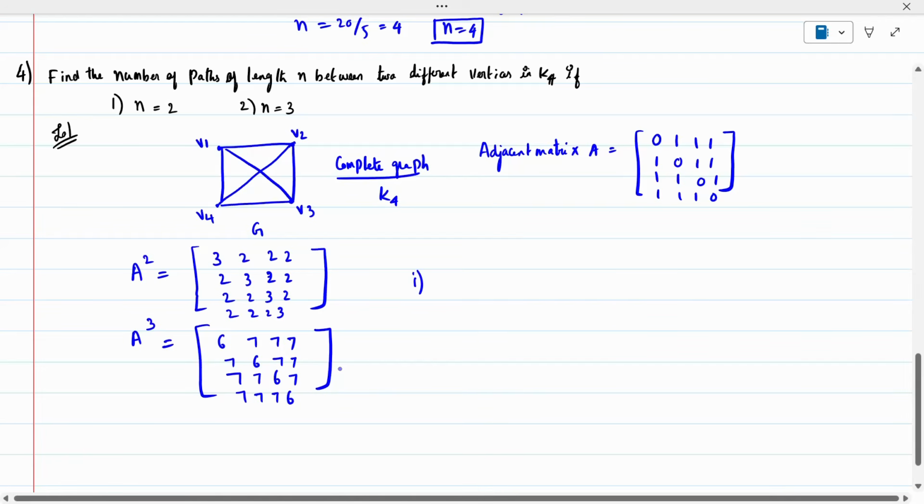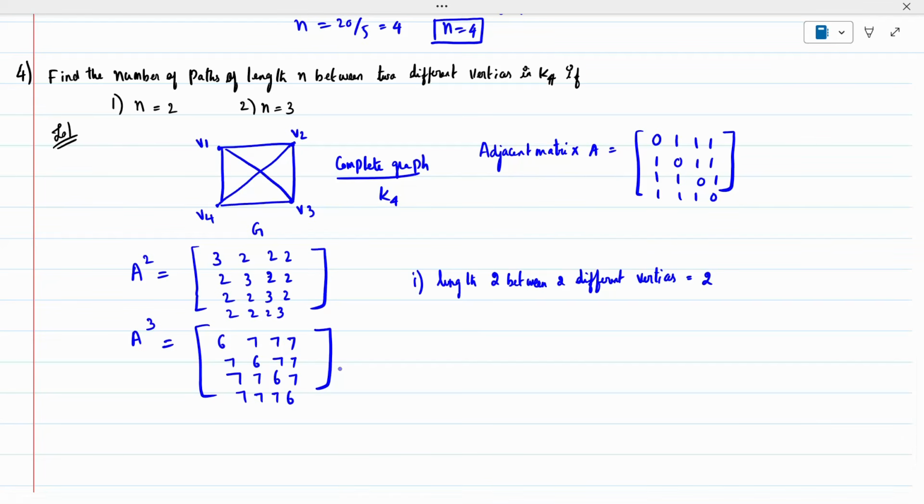So what is the first question? When n equal to 2, the number of paths of length 2 between two different vertices is nothing but 2. Now the number of paths from a vertex to itself is nothing but 3.